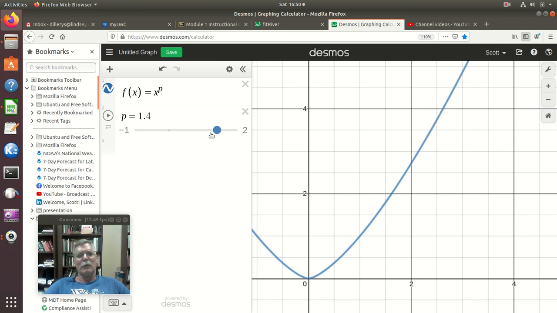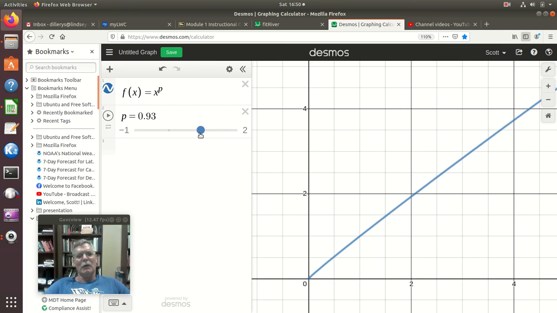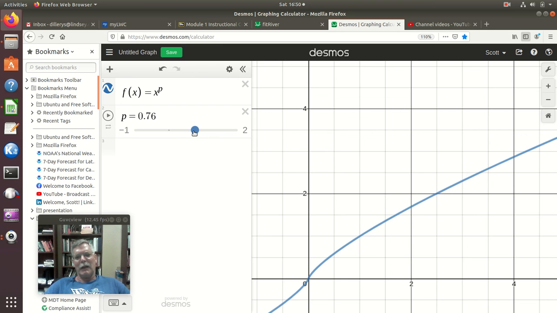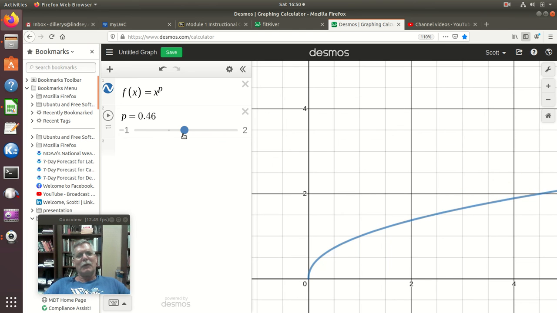Now, what if we're below 1? Then we get something like this, and definitely it's not going to want to fill in the left-hand side very often. It can, so you see we get it there, but not too often because we're taking roots, right? So if I get down to 0.5, that's the square root function, right? That's x to the 1/2. So that's the square root function.